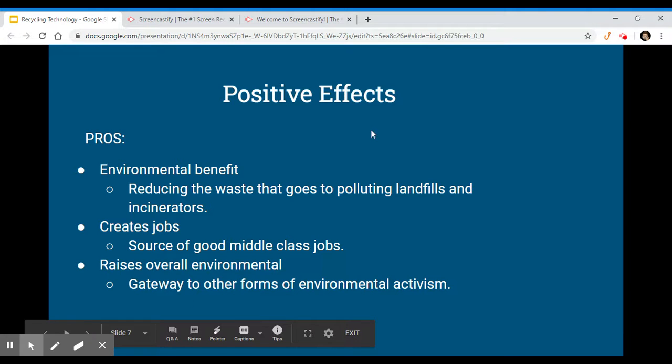These are positive effects of technology and recycling. These are pros: environmental benefit, which is reducing the waste that goes to polluting landfills and incinerators. Recycling creates jobs. It's a source of good middle-class jobs for people. Lastly, it raises overall environmental awareness, which is a gateway to other forms of environmental activism.